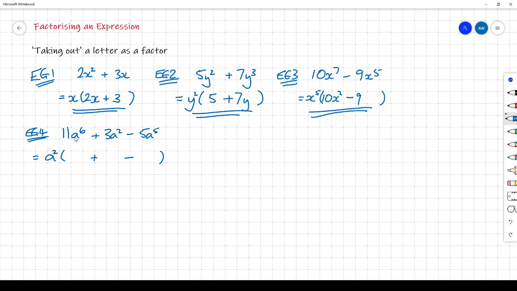A squared times what gives me 11a to the power 6? 11a to the power 4. There's my 11. A squared times a to the power 4, a to the power 6. A squared times what will give me 3a squared? Well, just 3. A squared times 3 will give me 3a squared. And a squared times what will give me minus 5a to the power 5? Well, I need the 5. A squared times a cubed will give me a to the power 5. And that's now factorised.